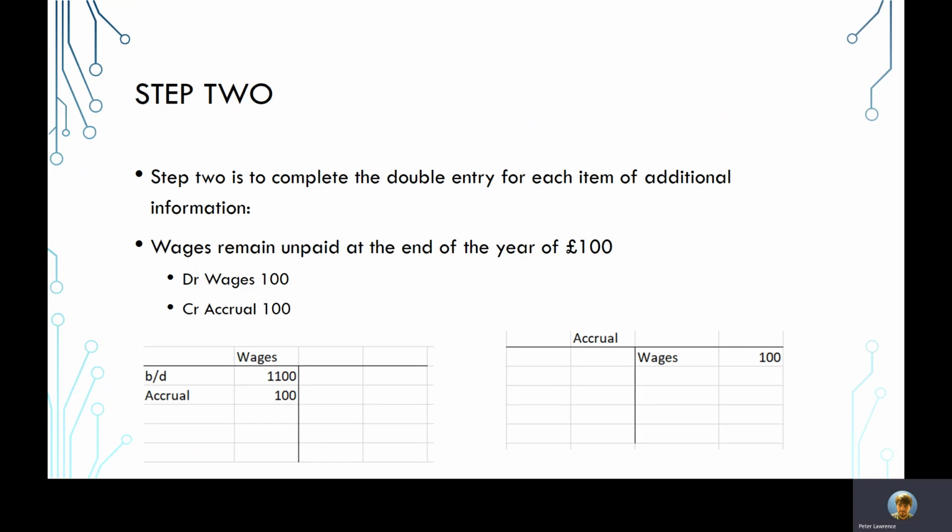Step 2 is to complete the double entry for each item. The first one was wages remained unpaid at the end of the year for £100. So that is an accrual. So we're going to debit the wages and we're going to credit the accrual account.